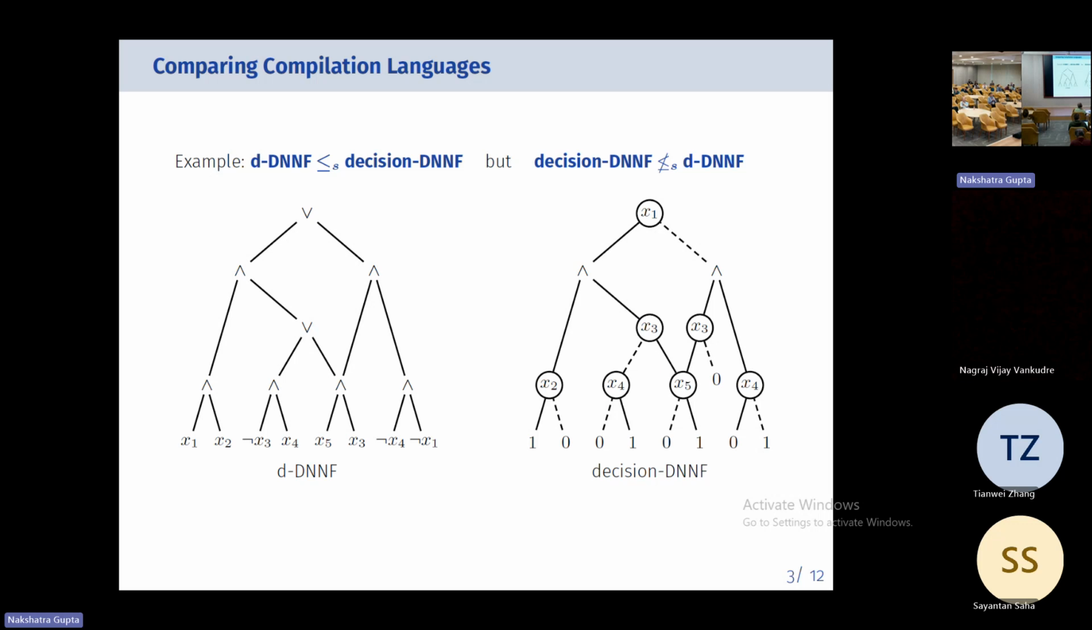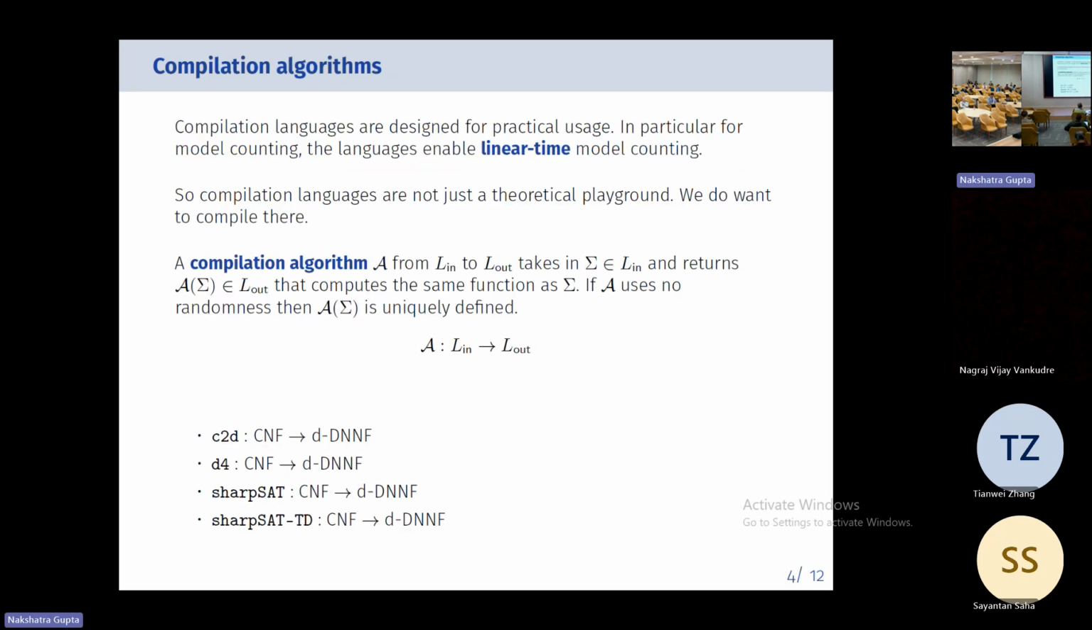So what it means is that when you look at all the good d-DNNF circuits, the ones of polynomial size, you don't have as many good polynomial size decision DNNF circuits as d-DNNF circuits. So we will have smaller representations in this language. Good. Now switching to compilation algorithms.